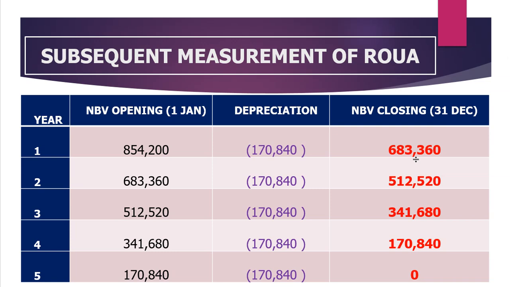683,360. Then at the end of year 2, the figure is here. The year 3, the figure is here. And it must appear on the face immediately after reporting property, plant, and equipment. Report the right of use asset.